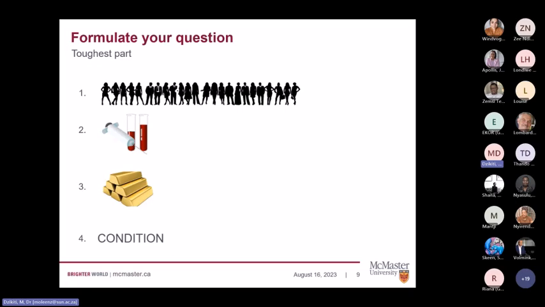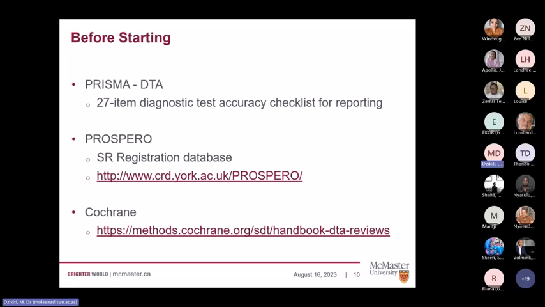So once somebody has all these in place, the next thing is you go to Prospero or Cochrane and you search the databases to see if anyone else is doing the same systematic review. We proposed a systematic review of estrogen-associated venous thromboembolism, a diagnostic one. And when we searched Prospero, we saw that a Dutch group was doing the same thing. So we just collaborated and made things more efficient. So always a good idea to do this.